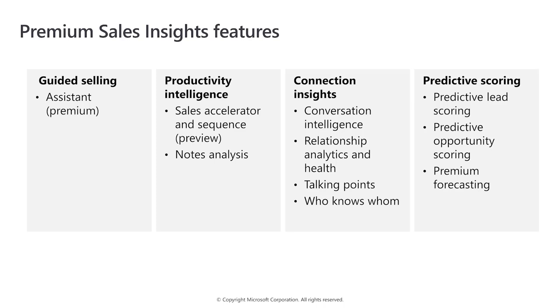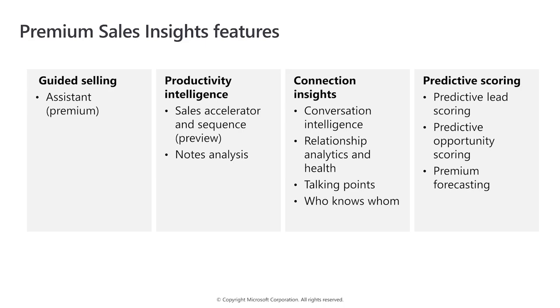Okay, so now I'm going to deep dive into my Premium Sales Insight features. This is where I've got my guided selling. So this is my assistant. This is going to start to highlight cards and guide me on what I need to do next. I'm going to have my productivity intelligence. So this is where I can have my sales accelerator and sequence preview.